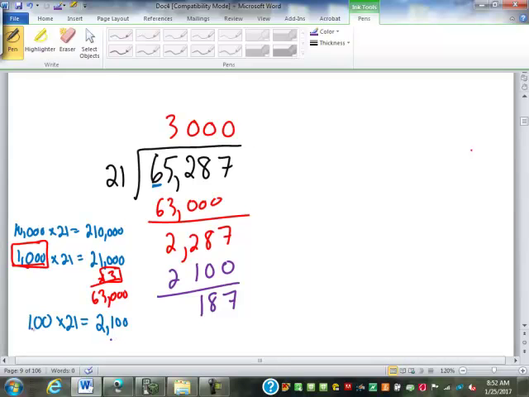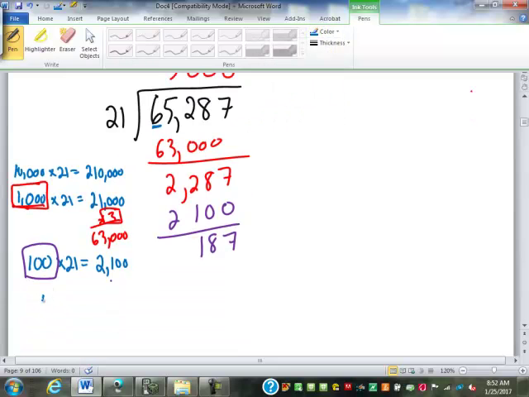So I only did that once, but that was a bundle of 100. So I subtracted 21 100 more times. Next place value, 10. 10 times 21 is 210. Can I subtract that? Not from what's left. No, too big. So next is 1. 1 times 21 is 21. I can subtract that.